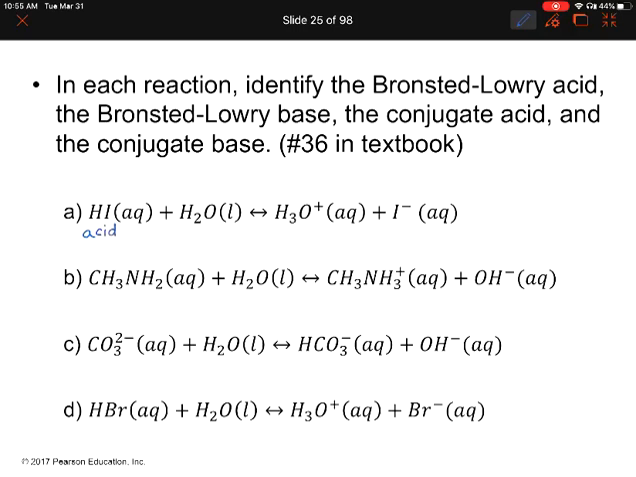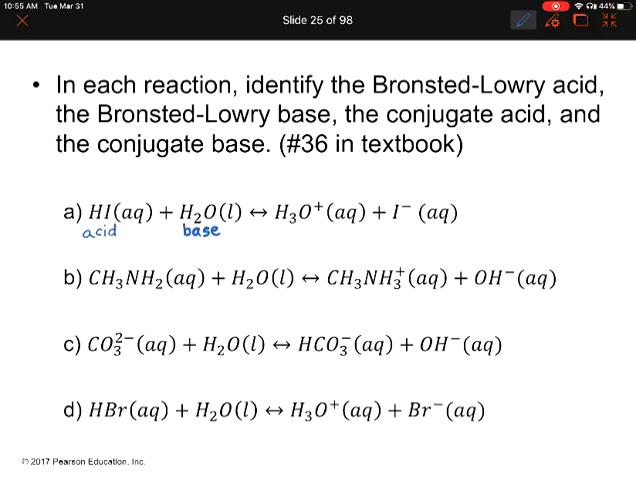Okay, so we've identified our acid, and remember that water is an amphoteric substance, so it can act as an acid or a base depending on the situation. So in this case, because water is in the presence of an acid, it is going to act as a base. Okay, so those are our Brønsted-Lowry acids and bases for this particular reaction.